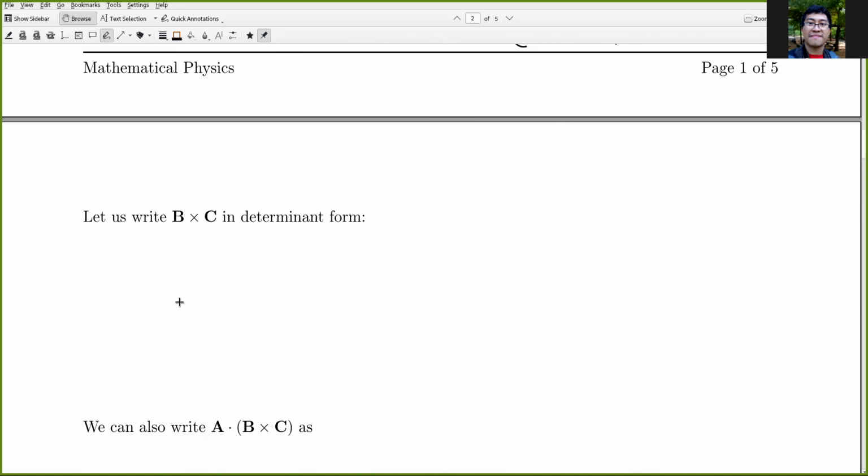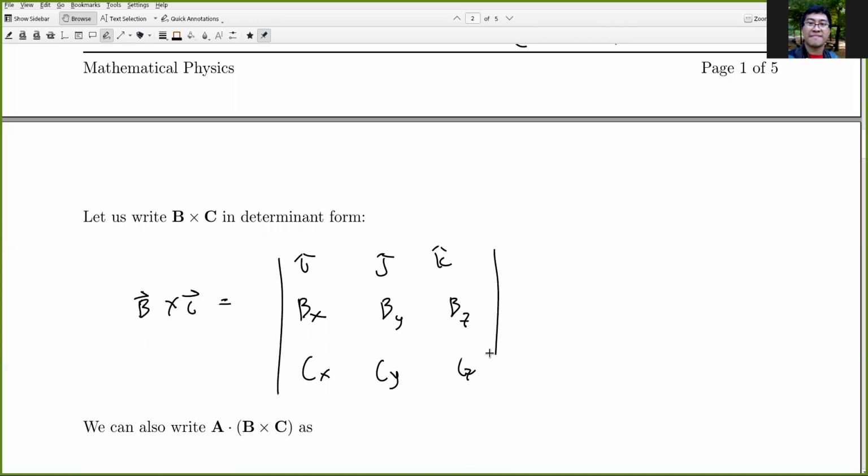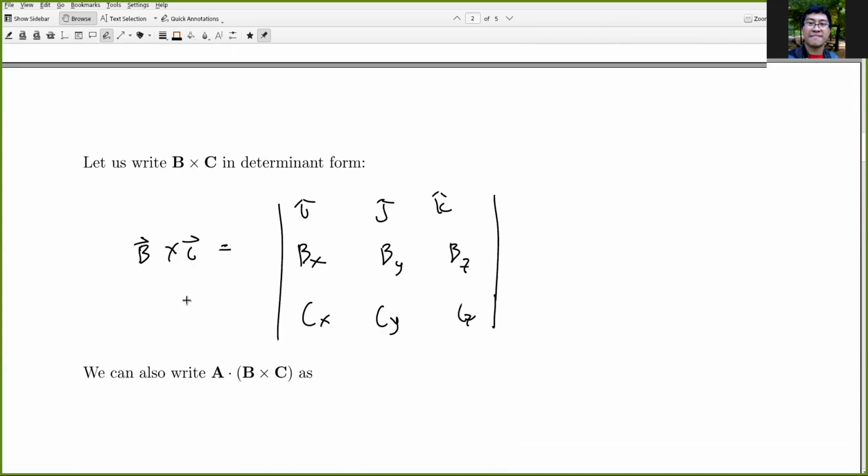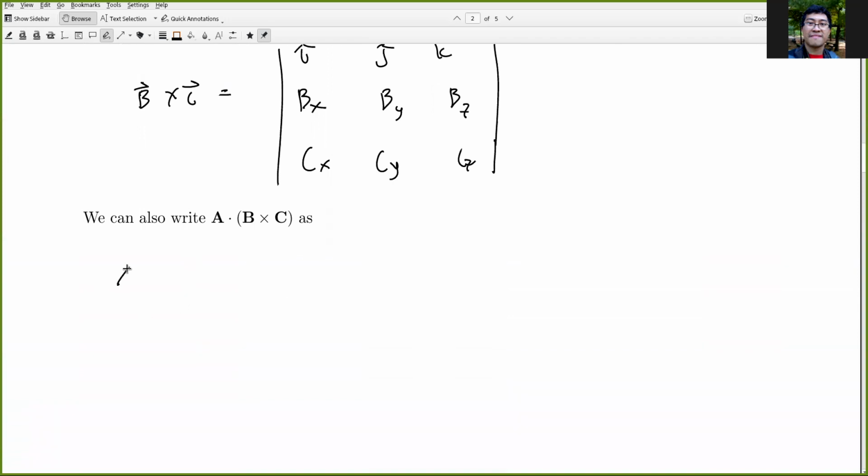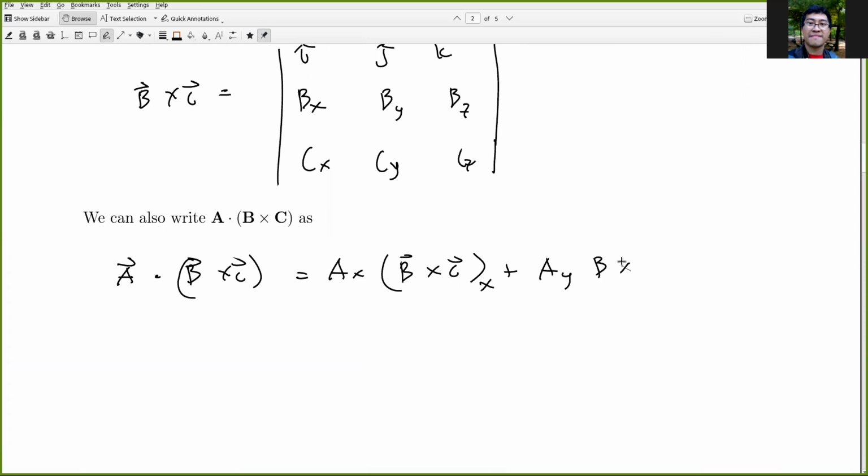We can write B cross C in determinant form. So B cross C is written as i, j, k on the first row, Bx, By, Bz on the second row, Cx, Cy, Cz on the third row. We take the determinant, that's the value of this vector product. We can also write A dot B cross C as Ax times the x component of B cross C plus Ay times the y component of B cross C plus Az times the z component of B cross C.